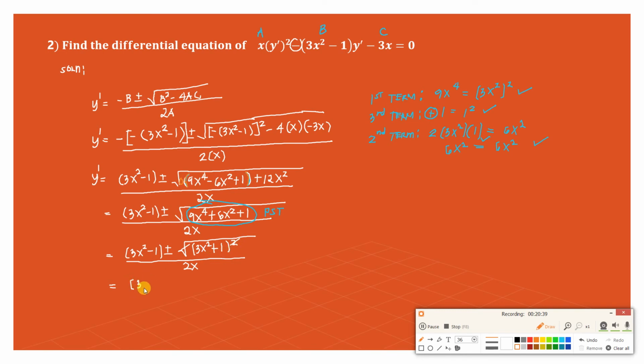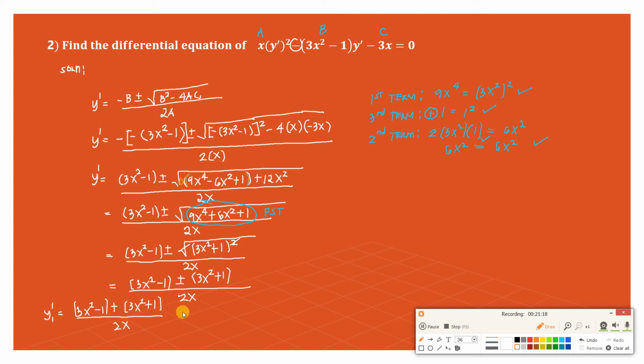So, if I have square root and square, parang makakancel na lang yan. So, may matitira akong 3x squared minus 1 plus minus 3x squared plus 1 over 2x. So, meron na akong dalawang y. Yung una, y prime sub 1, kukunin ko yung positive: 3x squared minus 1 plus 3x squared plus 1 over 2x.